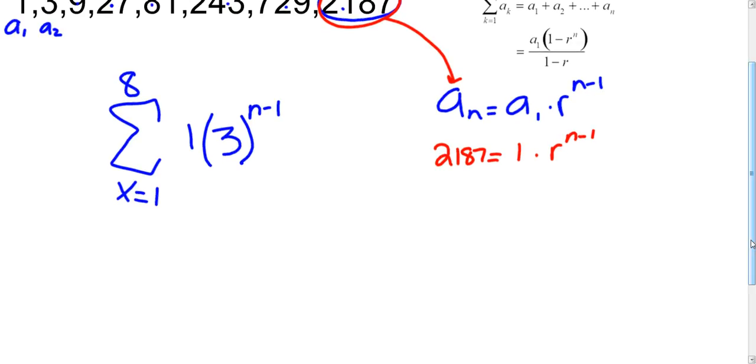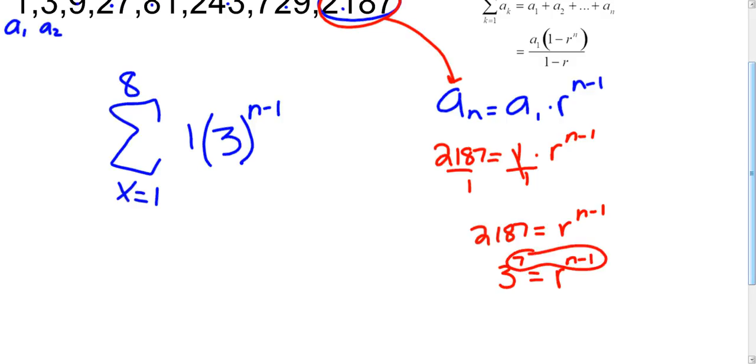I know you don't have to divide by 1, but if there was a number there, you would divide by that. So I'm at 2187 equals r to the n minus 1. Then you would want to figure out that 2187 is a power of something. So 2187 is a power of 3. In fact, it is 3 to the 7th power. And so you make an equation like that: 7 equals n minus 1, and so n is 8. Okay? Just so you know.